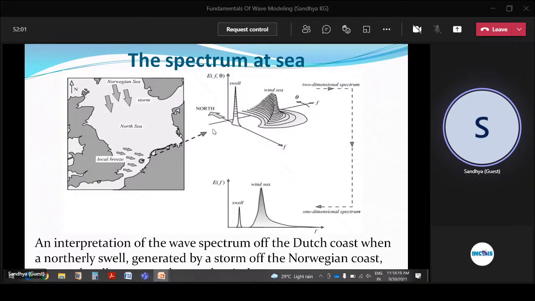If you look at the two-dimensional spectrum corresponding to this, this is the frequency axis, and you can see a swell component at lower frequencies and a wind-sea component at higher frequencies. Now the swell component is very narrow, the wind-sea component is spread, as we expect. And the corresponding one-dimensional spectrum will look like this. So as we expect, there are two peaks, one corresponding to the swell peak, another corresponding to the wind-sea peak.